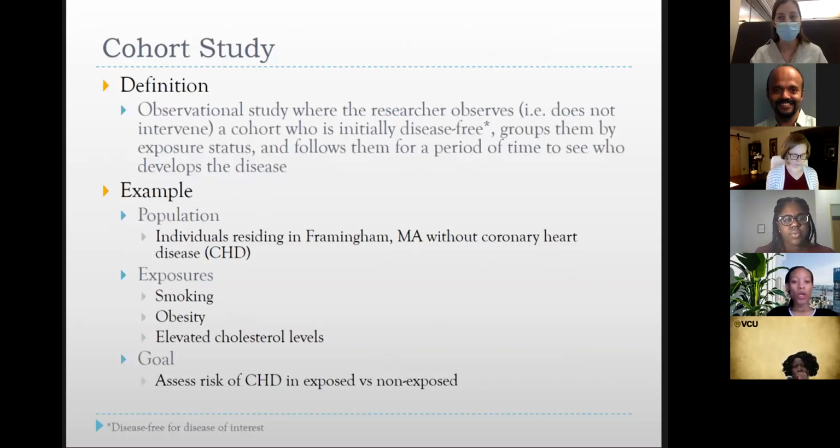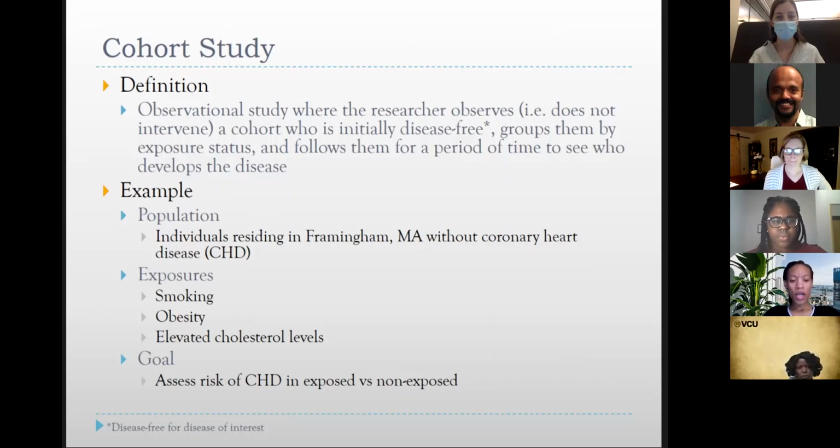All right, and so as far as observational study designs, we have cohort studies, case control, and then cross-sectional studies. For cohort studies, it's like an RCT, except we don't get to choose which treatment group the people are in. So it's an observational study where the researcher observes and does not intervene on a cohort who is initially disease-free. And when I say disease-free, I mean disease-free for the disease of interest, not necessarily disease-free for all diseases. These individuals are then grouped by their exposure status, and they are followed for a period of time to see who develops the disease.